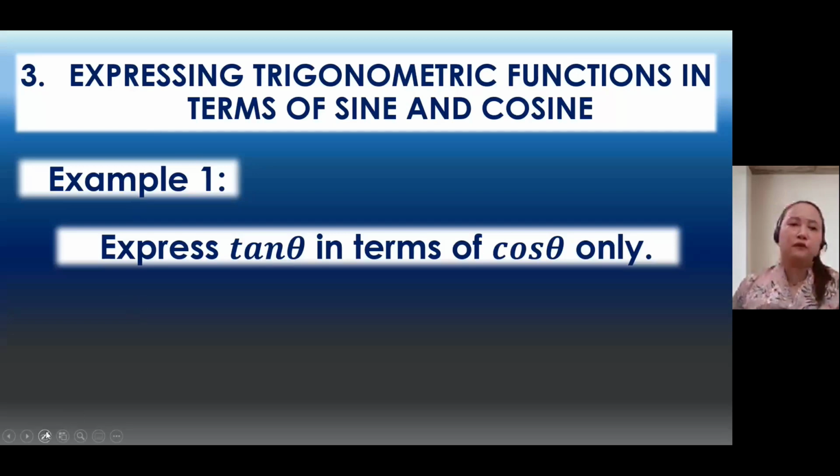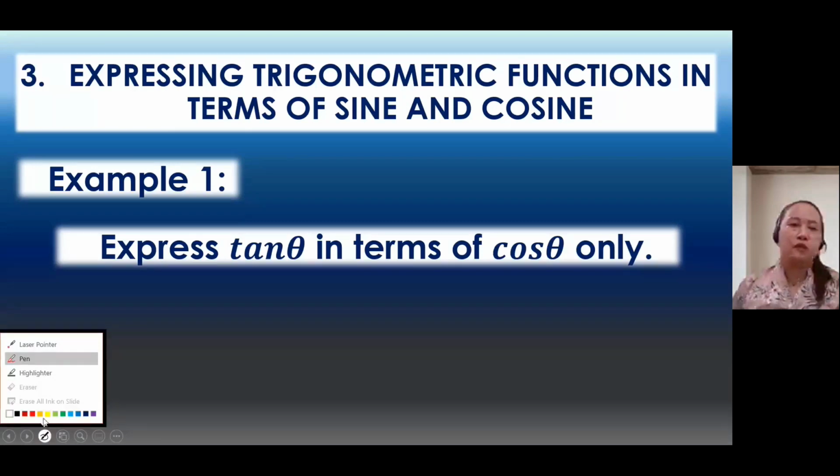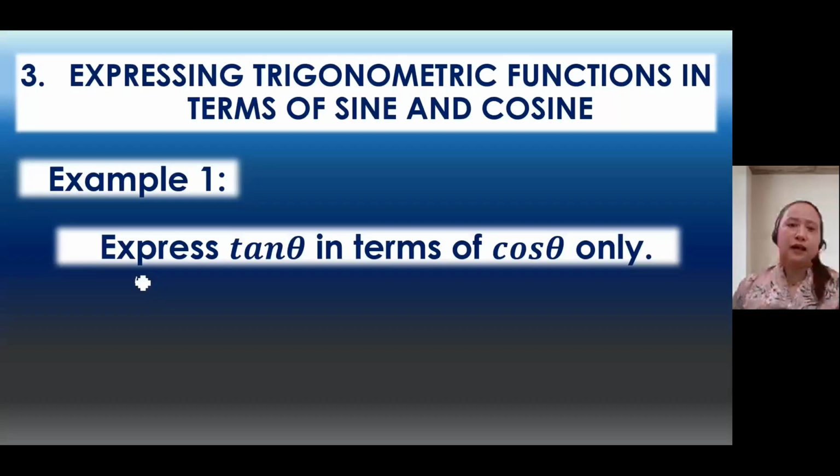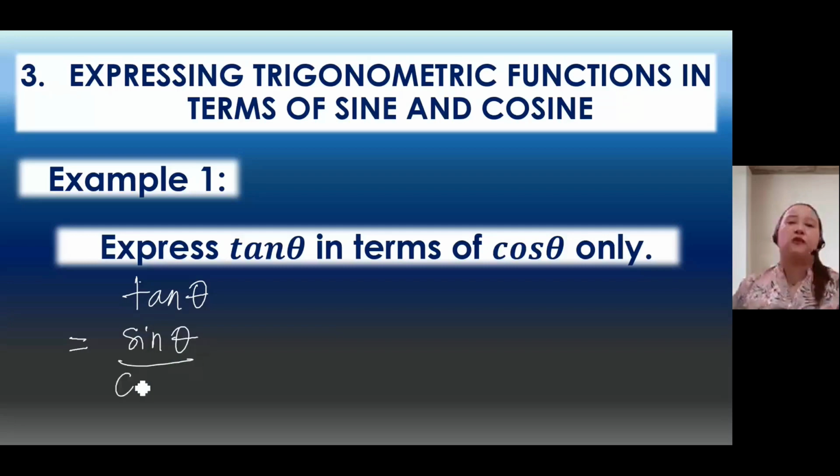So if we would like to show tangent theta in terms of cosine only, remember, by making use of the identities, we have the quotient identity: tangent theta equals sine theta over cosine theta.